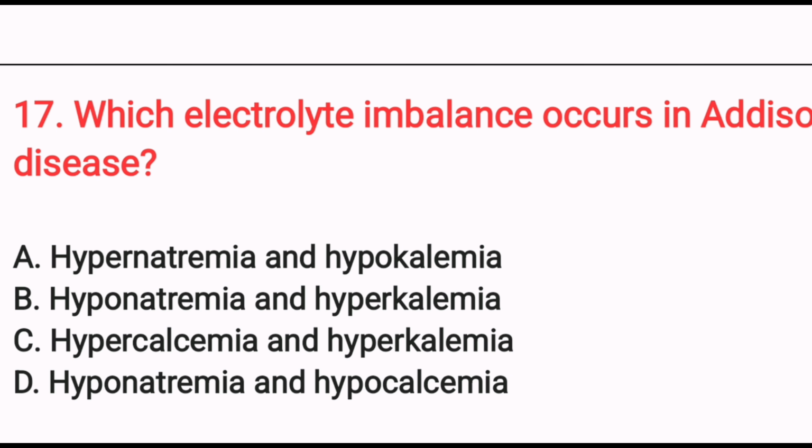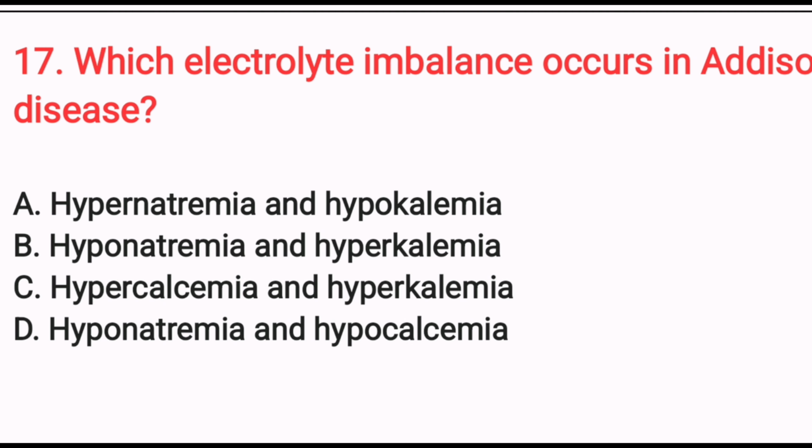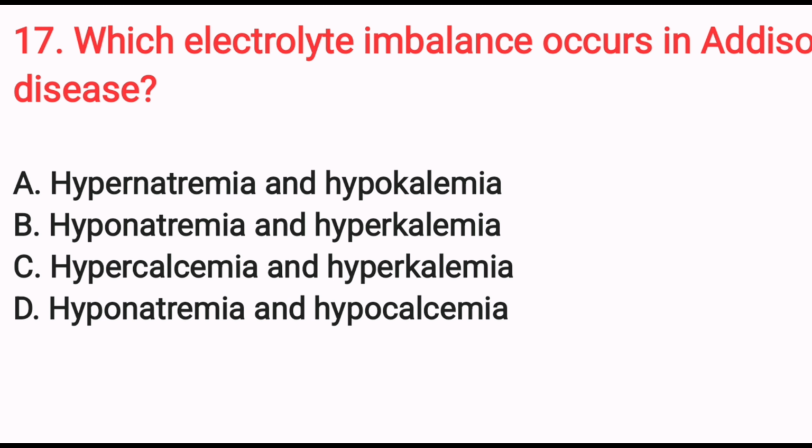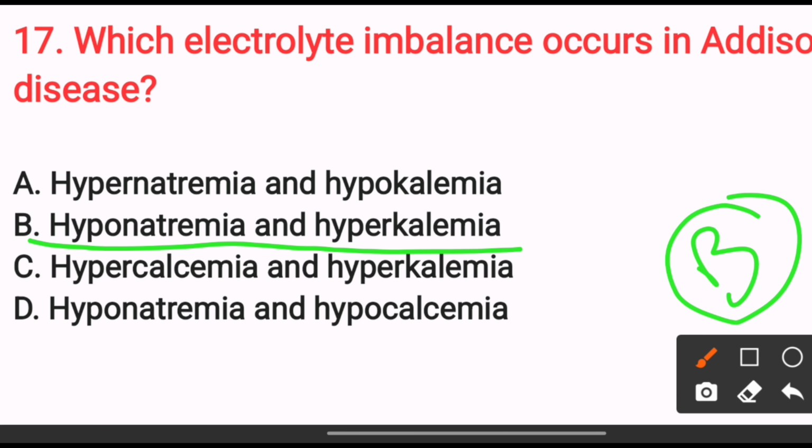Next, which electrolyte imbalance occurs in Addison disease? Option A, hypernatremia and hypokalemia. Option B, hyponatremia and hyperkalemia. Option C, hypercalcemia and hyperkalemia. Option D, hyponatremia and hypocalcemia. The answer is option B, hyponatremia and hyperkalemia, because Addison disease causes reduced aldosterone, leading to sodium loss and potassium retention. So the answer will be option B, hyponatremia and hyperkalemia.